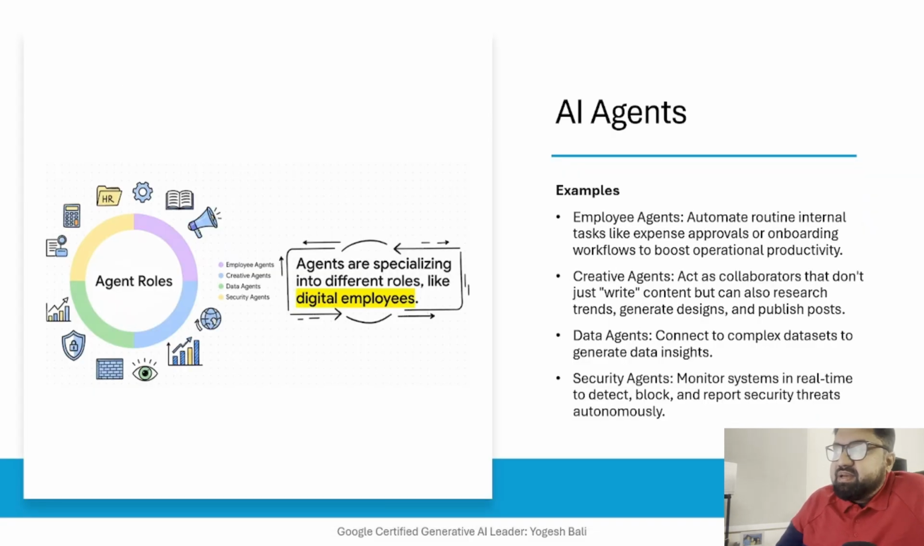Examples of AI agents include a security agent, which monitors systems in real time to detect, block, and report security threats autonomously. Employee agents automate routine internal tasks like expense approval and onboarding workflows to boost operational productivity. Creative agents act as collaborators that don't just write content, they can also research trends, generate designs, and publish posts. So agents are specializing into different roles like digital employees. So agents are our digital employees.